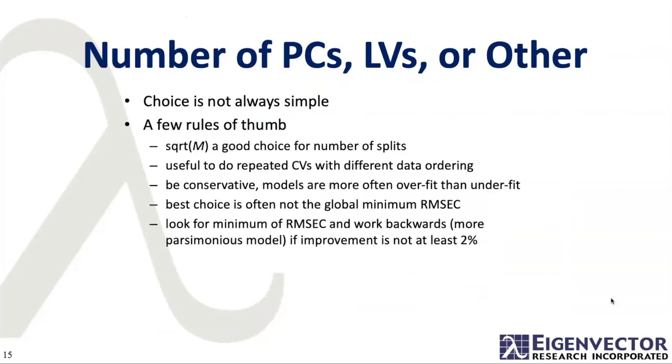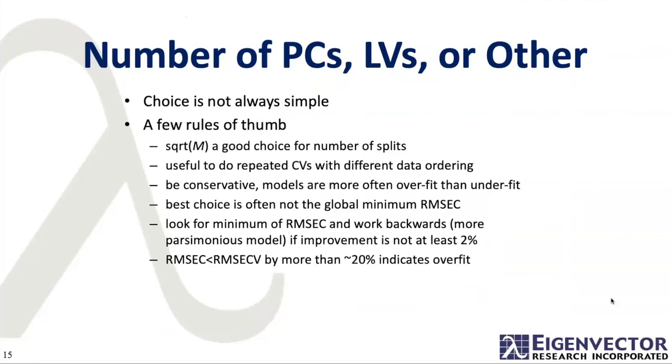Look for a minimum and work backwards to a more parsimonious model if the improvement isn't at least 2%. At least that one works in PLS really well. Other methods, I don't know how generally applicable that is, but always be aware that if you only get slightly better performance and it's at the cost of making the model more complex, you're always making a slightly more brittle model anytime you let the complexity increase. And so be real wary of small gains in error of cross validation that you've gotten at the expense of adding parameters to a model.